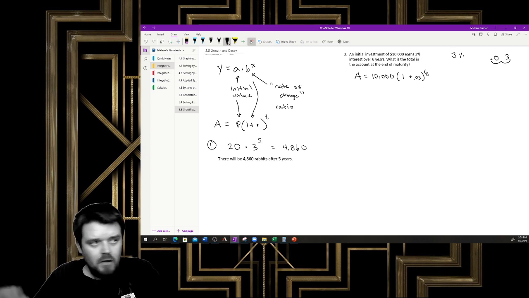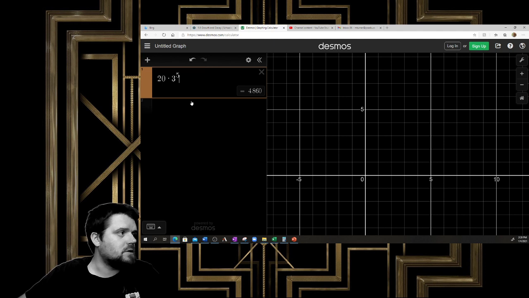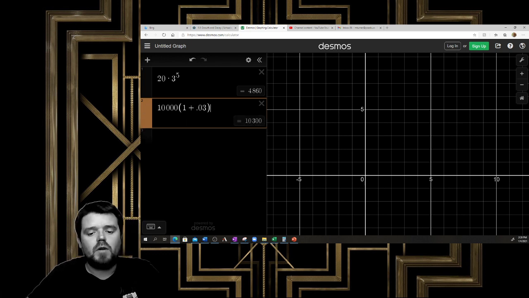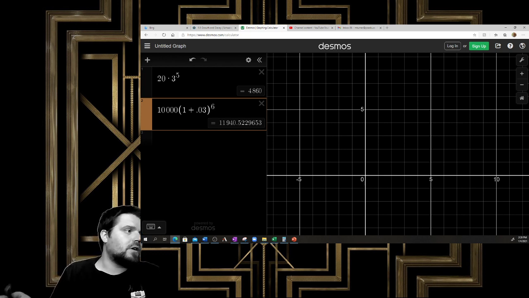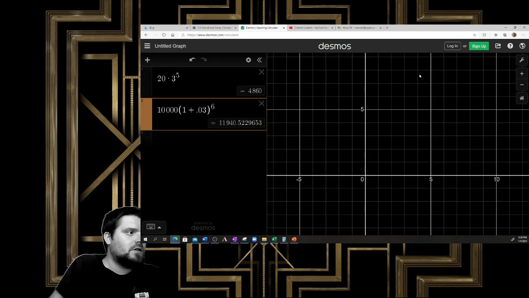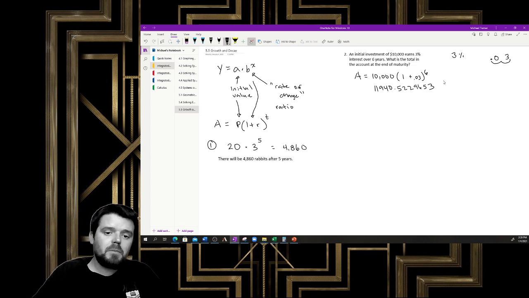Okay. All right, so now that I have my equation set up, it's just a matter of doing the calculator work. So go into Desmos, 10,000 times 1 plus 0.03, raise that to the 6th power, and I get $11,940.5229653. Now, again, also a common mistake. I will see students write this 11,940.5229653. The problem with that is that we're talking about money here.